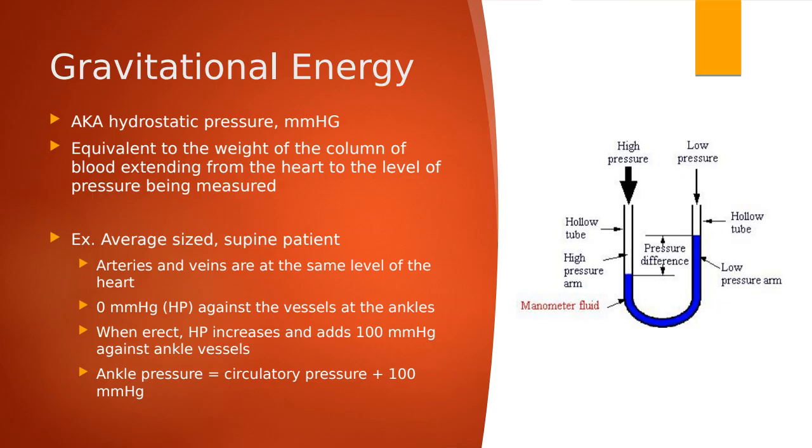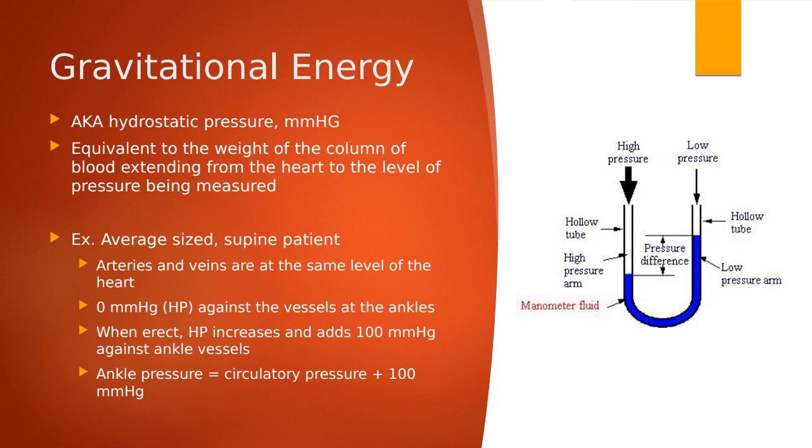And let's just make sure I covered all of this material on here. So like we said, we're going to have zero hydrostatic pressure on our heart at all times. Therefore, if our patient is supine, everything is at the same level as our heart, and there's going to be 0 millimeters of mercury on any of our vessels. Now, when that patient is standing, our hydrostatic pressure is going to go into effect, and it's going to add about 100 millimeters of mercury against our ankle vessels. And then, everything will be slightly less pressure the higher up our legs we go.